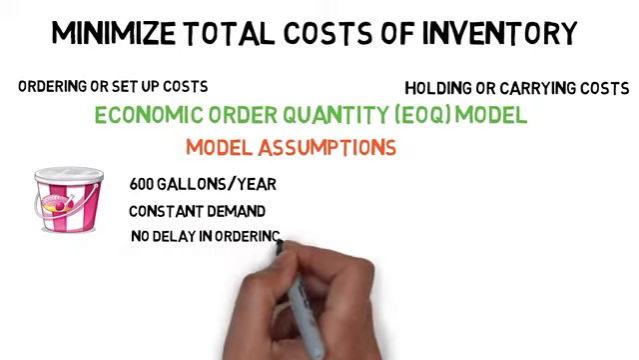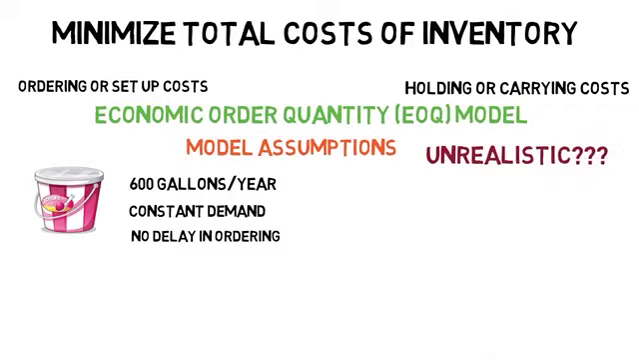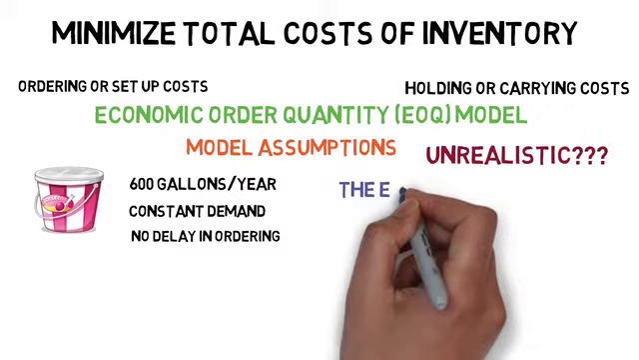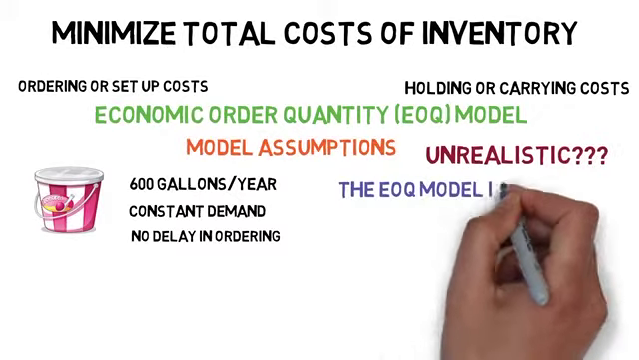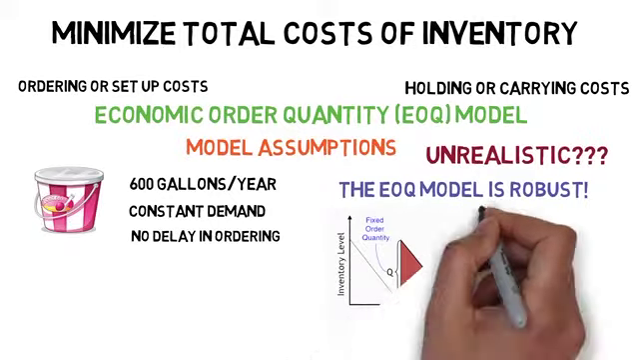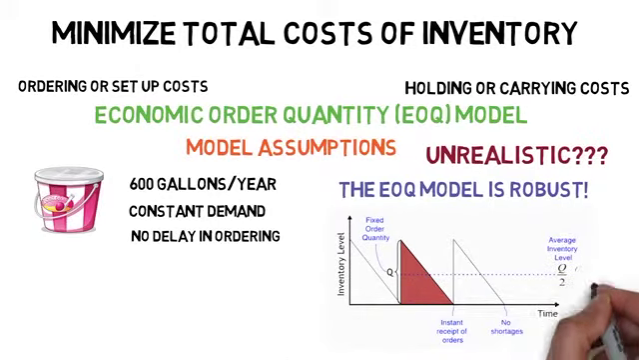You might be thinking, these assumptions are totally unrealistic. Of course, you're right. The good news, however, is that the basic EOQ model is robust. That means it yields reasonably good results even if your circumstances don't fit all of the assumptions. Now let's draw a picture to depict the scenario we just described.